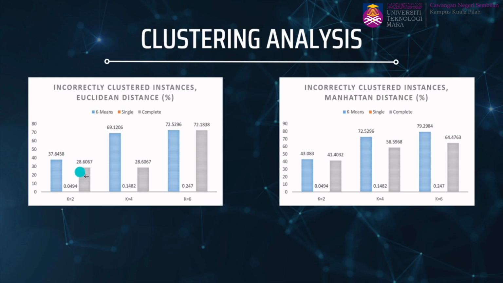And in Euclidean distance, the lowest incorrectly clustered instances are 37.84558 on k-means, 28.6067 on complete, and 0.0494 on single clustering. And that is on K2. Since K2 shows the lowest value of incorrectly clustered instances, K2 is the best. And the lowest value is 0.0494.